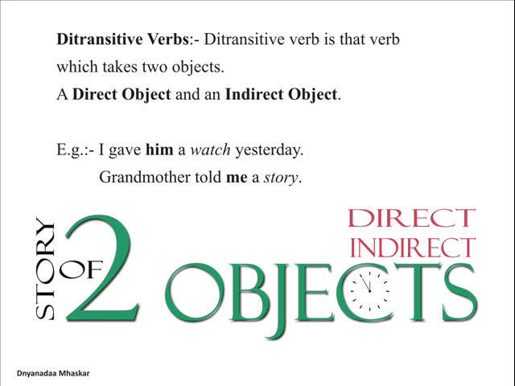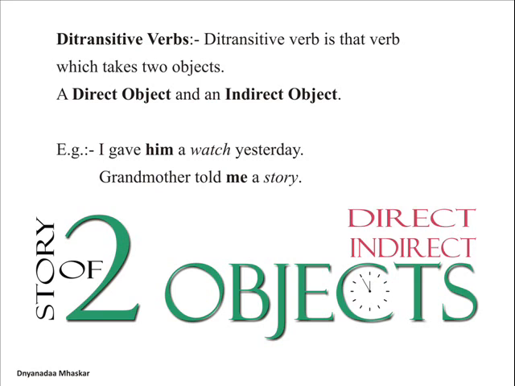Let us see. First example, I gave him a watch yesterday. Gave whom? Him. What? A watch. So we have two objects, him and a watch. Second one, grandmother told me a story. Told whom? Me. What? A story.